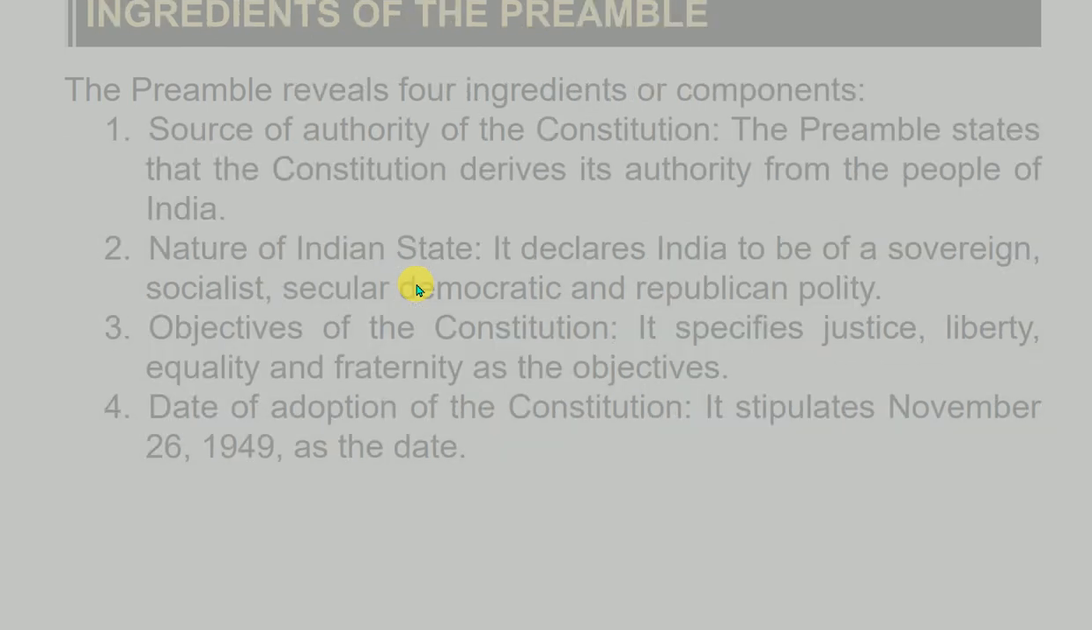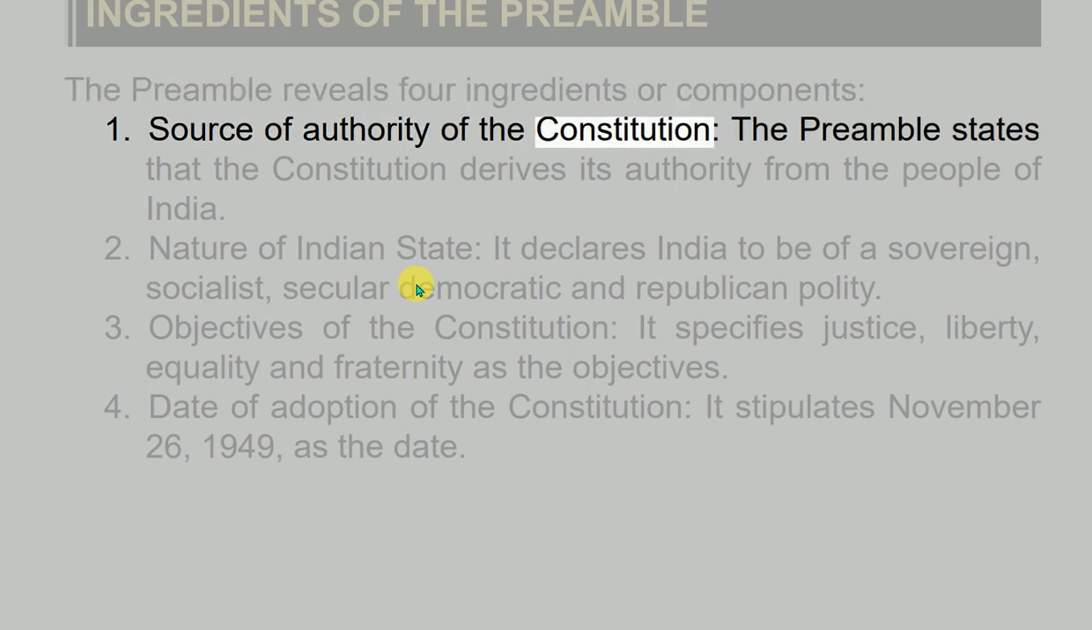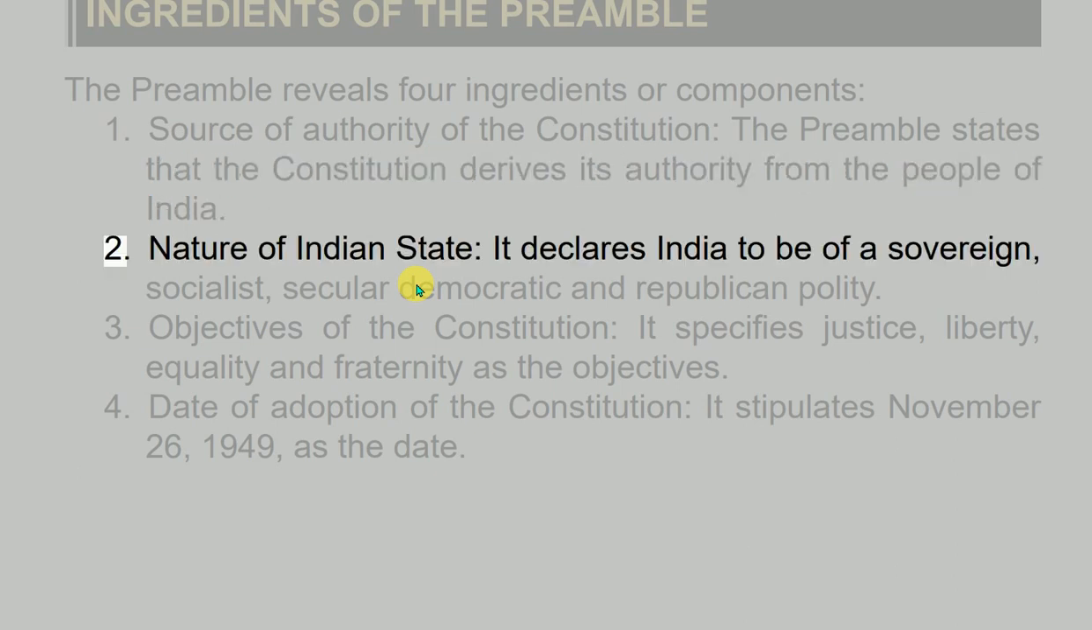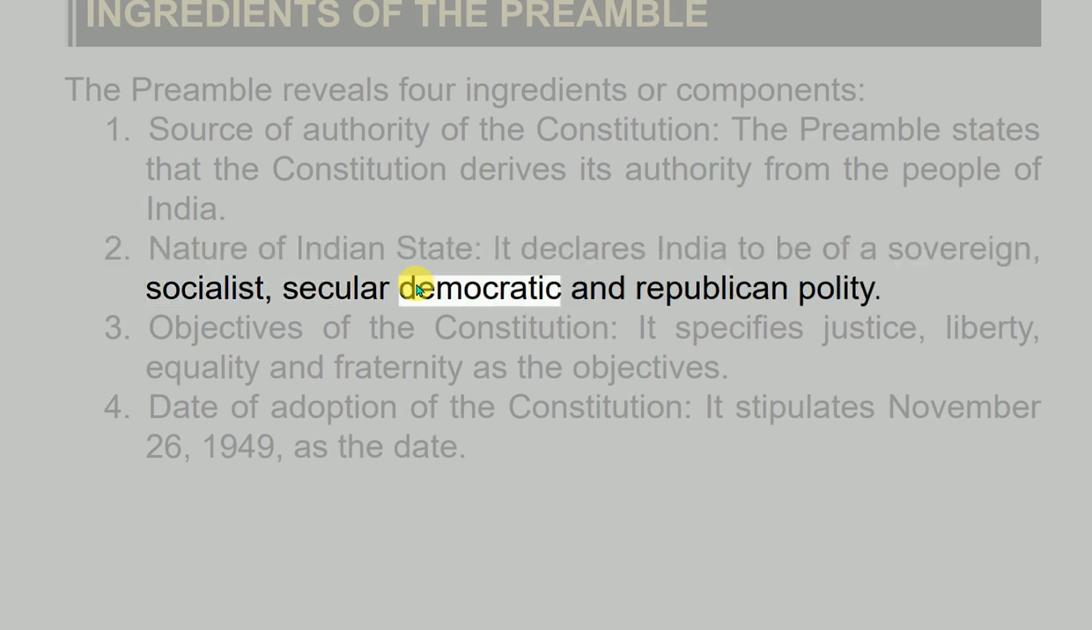Ingredients of the preamble. The preamble reveals 4 ingredients or components. 1. Source of authority of the Constitution. The preamble states that the Constitution derives its authority from the people of India. 2. Nature of Indian state. It declares India to be a sovereign, socialist, secular, democratic and republican polity.